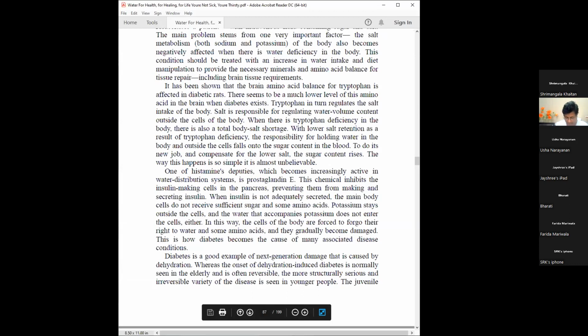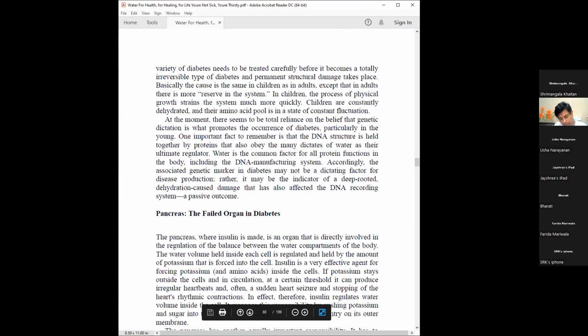Diabetes is a good example of next generation damage that is caused by dehydration, whereas the onset of dehydration induced diabetes is normally seen in the elderly and is often reversible. The more structurally serious and irreversible variety of the disease is seen in younger people. The juvenile variety of diabetes needs to be treated carefully before it becomes a totally irreversible type of diabetes and permanent structural damage takes place. So this means that we need to make sure that the youngsters are drinking enough water, not soft drinks and other stuff.